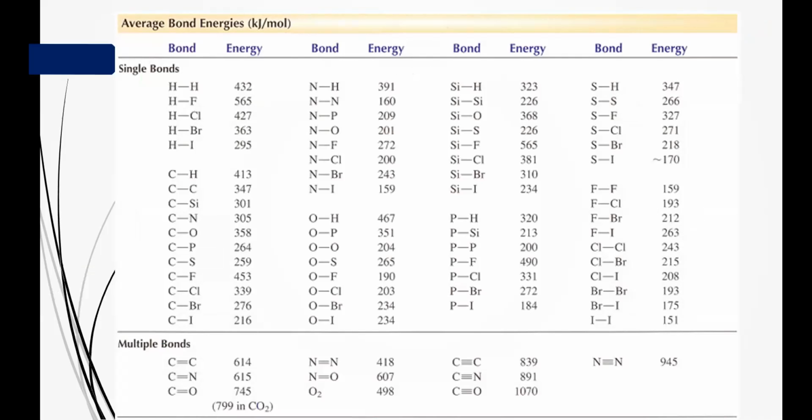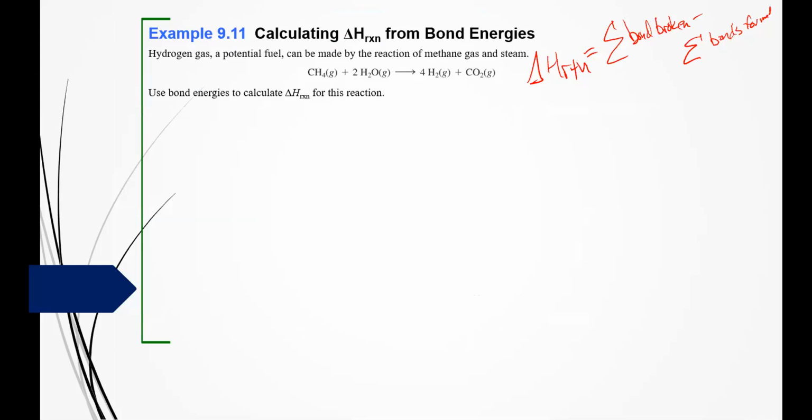Now, for this to work, you have to be able to predict what kind of bonds our molecules should form. So when we go back to this one here, I want you to take these CH4s, that water, H2 and CO2, and I want you to draw the Lewis structures. Because once you have your Lewis structures, then we can look at what bonds are breaking and what bonds are forming.